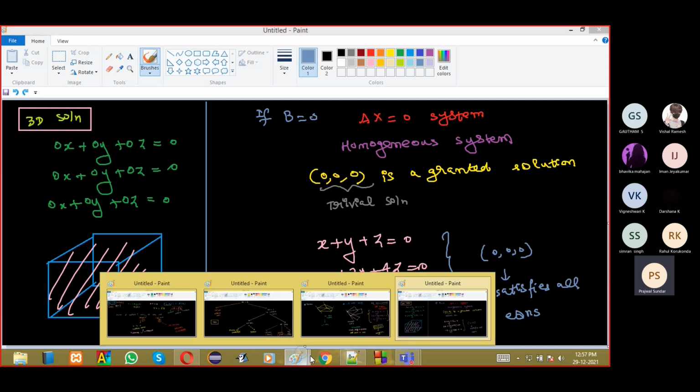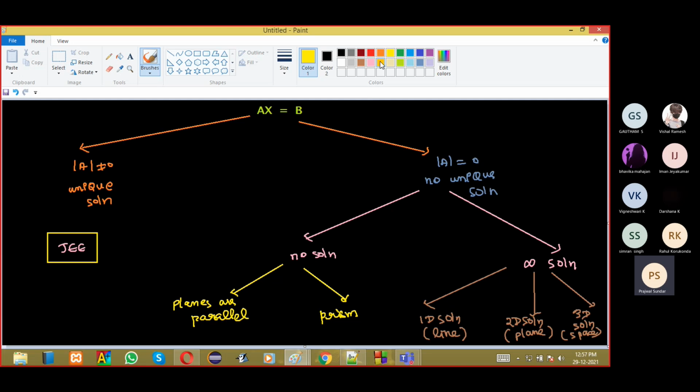So what is the advantage of having a homogeneous system? If B is 0, then we know that 0, 0, 0 is always a solution. Meaning, this case won't be there. This case doesn't exist.